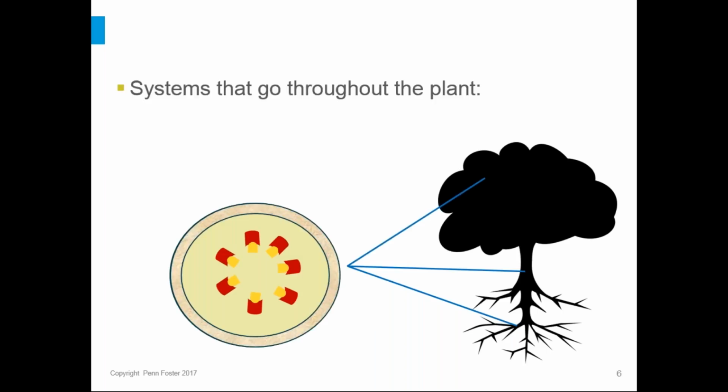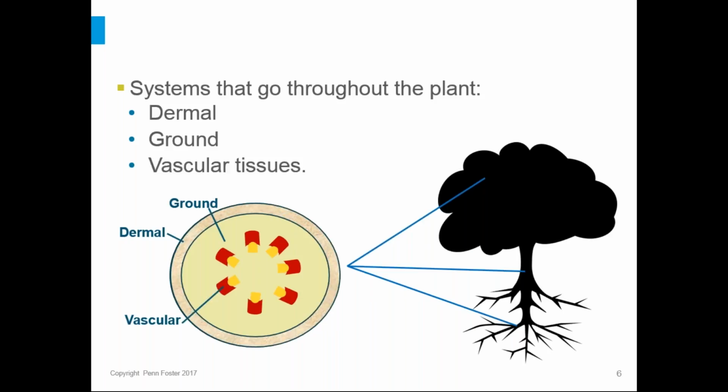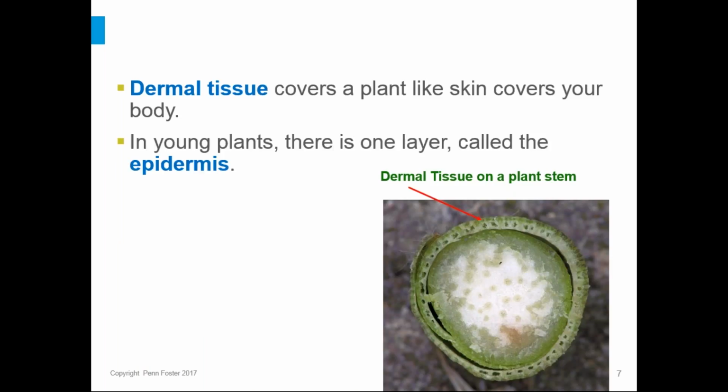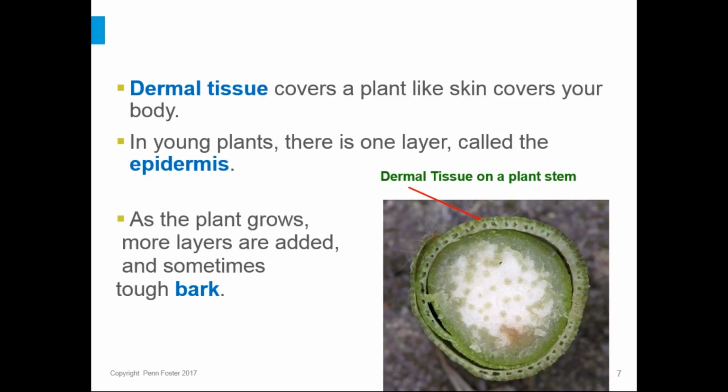The three big tissue systems in a plant are dermal, ground, and vascular tissues. So we'll talk about all of those. Dermal tissues cover a plant like a skin covers your body. In young plants, there is one layer called the epidermis. And as the plant grows, more layers are added, and sometimes tough bark is added on the outside.